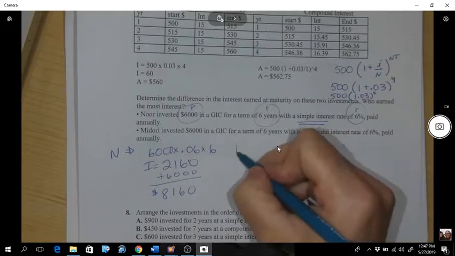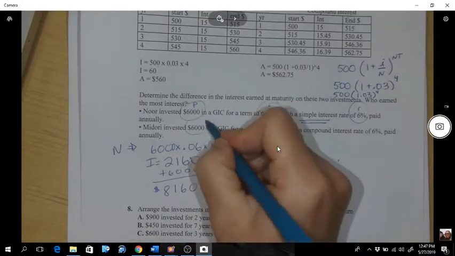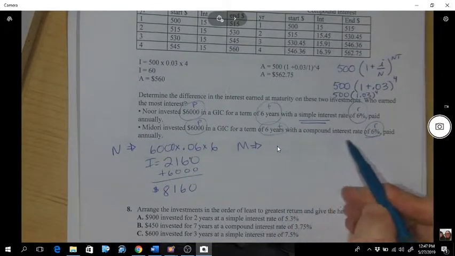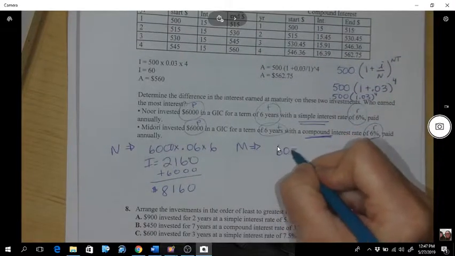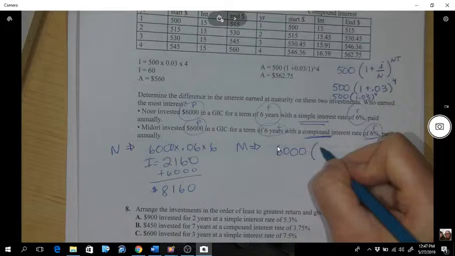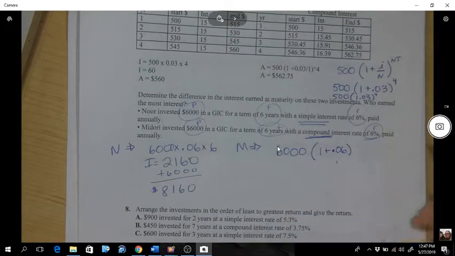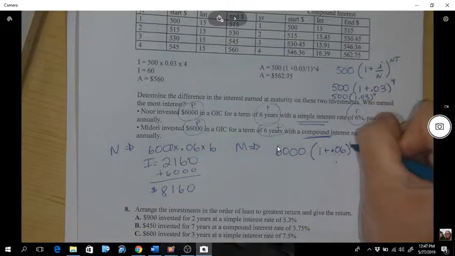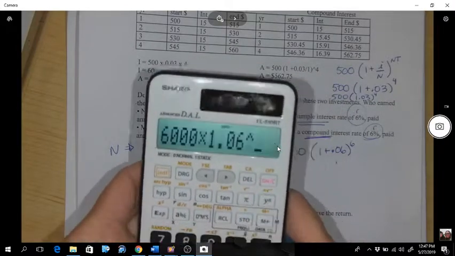And then let's do Midori's case. So 6,000 is a principal for 6 years again, 6%, but this is compound. Okay, so 6,000 times 1 plus 0.06, and since it's annual, then I don't need to worry about that, and 6 years. So 6,000 times 1.06 to the 6.